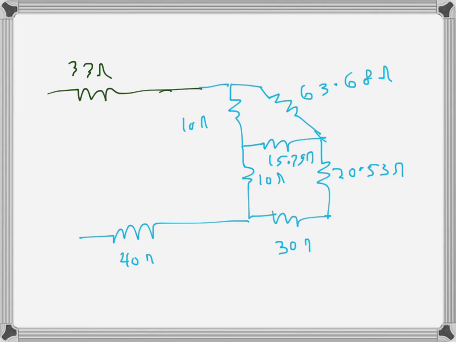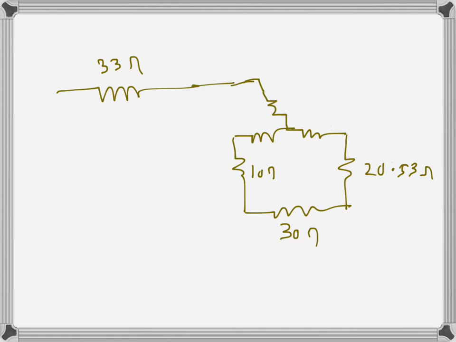So better labeling the circuit. So let's call labeling the nodes. So this node is, let's call it X, this is Y, and this is Z. So here is the converted Y, that will be X, Y, and this will be Z.